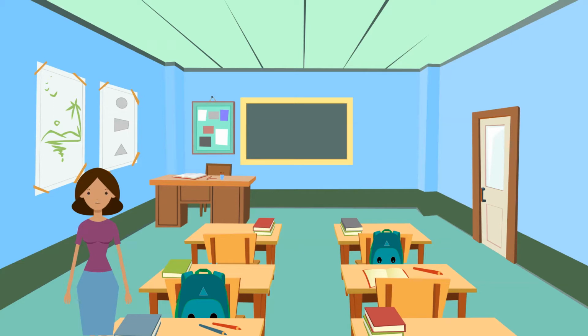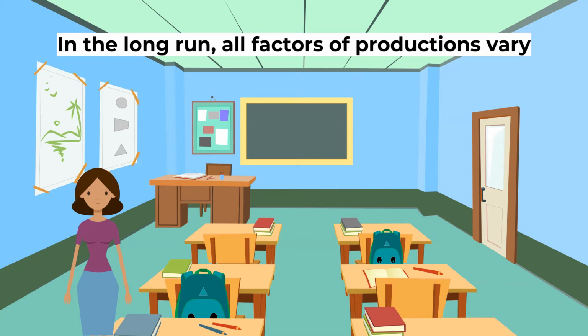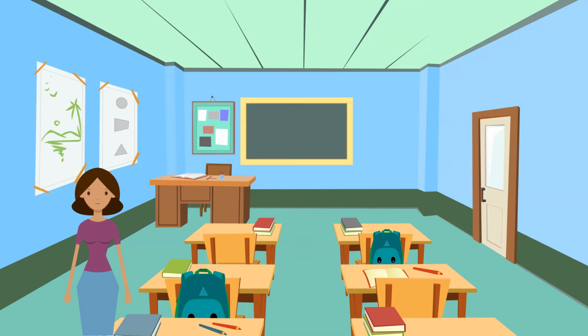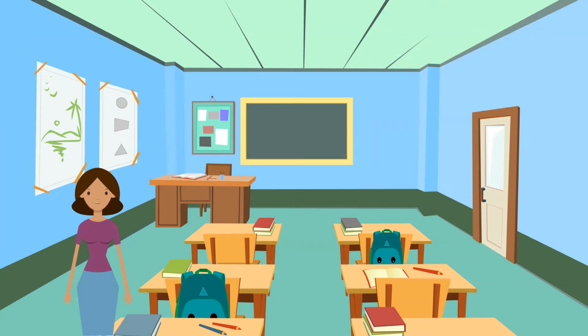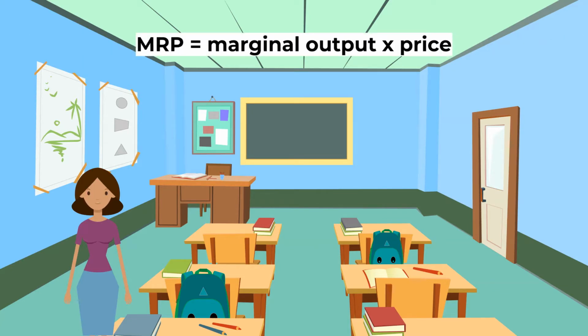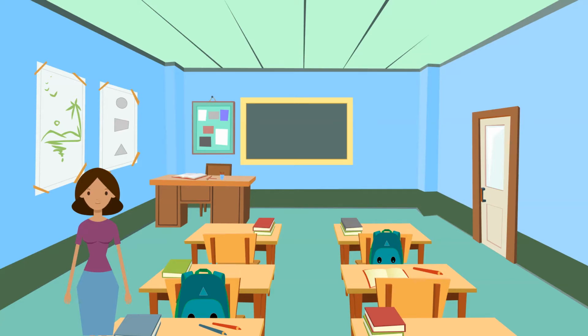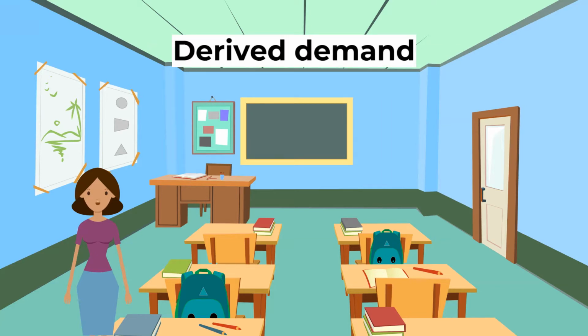The demand for labor is assumed to be downward sloping because of two main reasons. In the long run, all factors of production vary, so high wage rates will encourage businesses to use machinery instead of workers, and in the short run firms have fixed levels of capital, and so diminishing marginal productivity means that adding extra workers gives a lower return. So to employ these workers, the wage rate has to fall. The formula for MRP is equal to marginal output multiplied by price, or you could say the difference in total revenue.